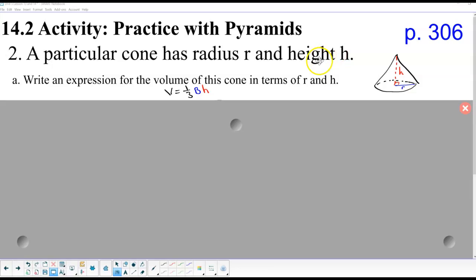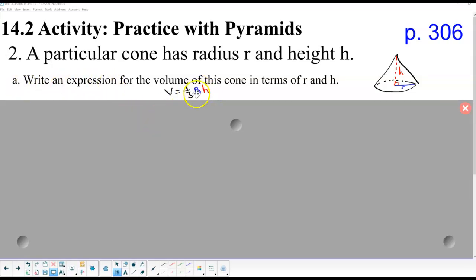Okay, so let's start off. One of the things I would do, just because I'm a visual learner, is draw a picture of this situation. We have a cone. We know that the radius length is r and the height is h. And that kind of clues me into, we have an apex. I want to find the volume of something with an apex, so I'm going to do 1/3 the area of the base times the height. And part A, we want to write an expression for that.